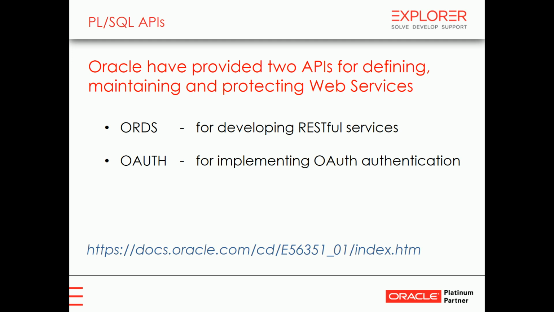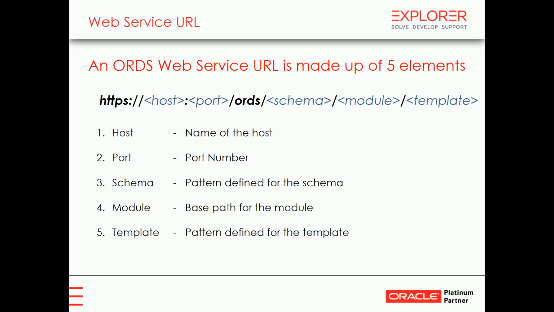Oracle provide us with two APIs for defining, maintaining and protecting web services. ORDS, which is for developing the web services, and OAuth, which is for implementing OAuth authentication. For more information, take a look at the documentation on the Oracle website. The URL of a web service created with ORDS is made up of 5 elements: the host name and port, and then for each web service, the schema, module and template.